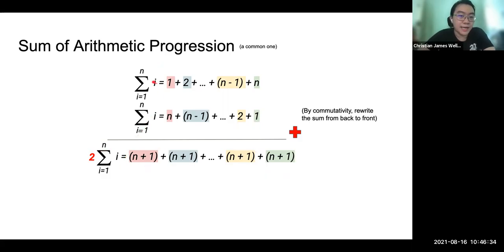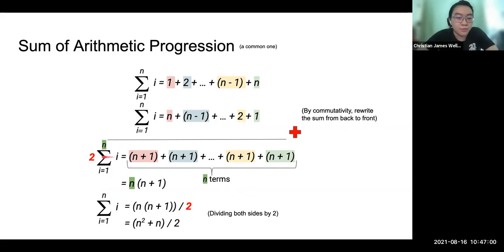Remember, we are adding two sums, so the left-hand side is twice the original sum. We started off with n terms, so here there are also n terms. This results in n times n plus 1, because there are n copies of n plus 1. Then don't forget to divide by 2. From the left-hand side, there's a 2 over here, so bring it down, dividing both sides by 2, and we get n times n plus 1, divided by 2, for the sum of the AP starting from 1 all the way to n. The common difference is 1.